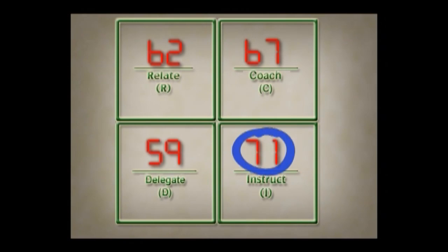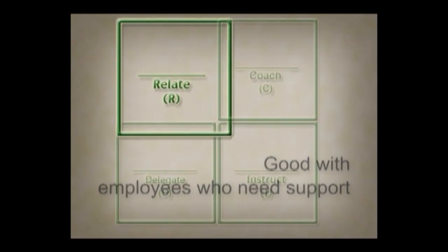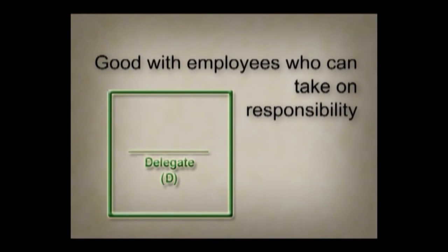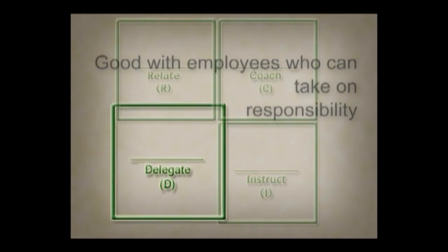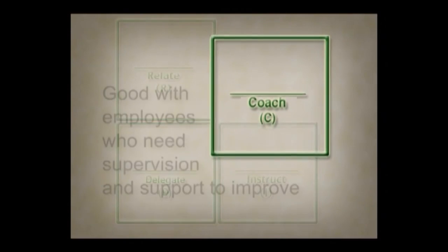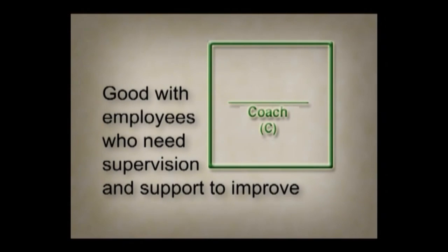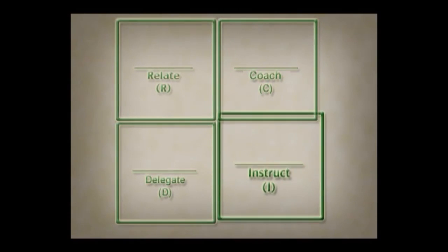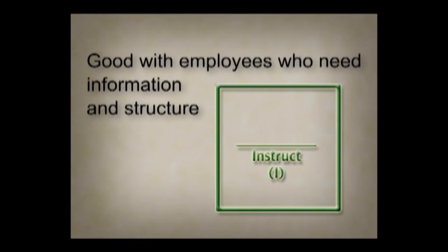Let's take a look at the 4 strategy types. If your highest score is relate, you're good with employees who need support. If your highest score is delegate, you're good with employees who can take on responsibility. If your highest score is coach, you're good with employees who need supervision and support to improve. If your highest score is instruct, you're good with employees who need information and structure.